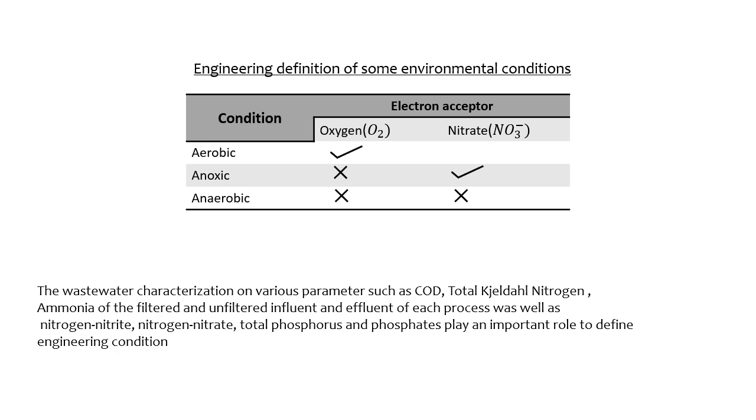The wastewater characterization on various parameters such as COD, total Kjeldahl nitrogen, and ammonia of the filtered and unfiltered effluent and effluent of each process, as well as nitrogen nitrite, nitrogen nitrate, total phosphorus, and phosphates play an important role to define engineering conditions. Where only oxygen is there as an electron acceptor, aerobic condition exists. Similarly, where only nitrate is present, an anoxic condition persists. And for anaerobic condition, no oxygen and nitrate should be present.